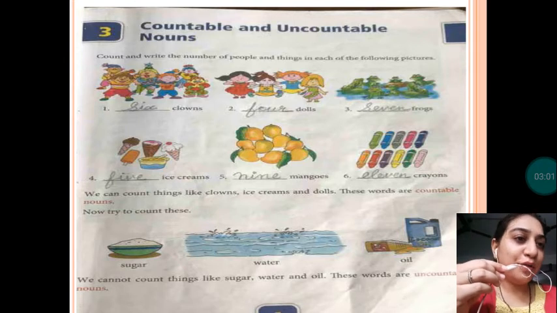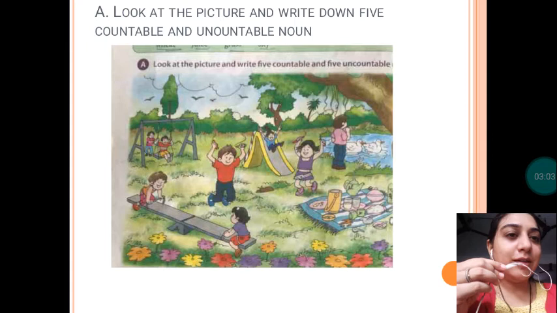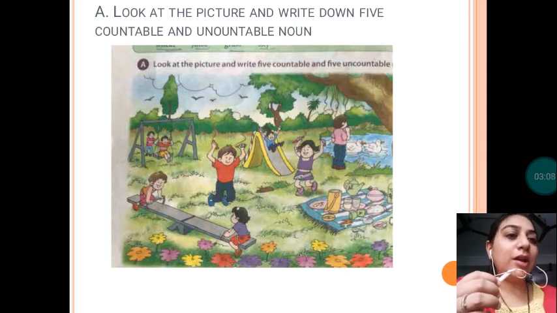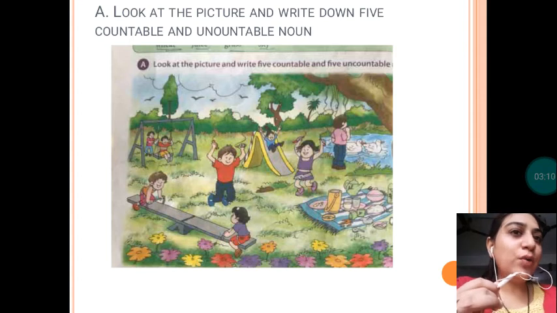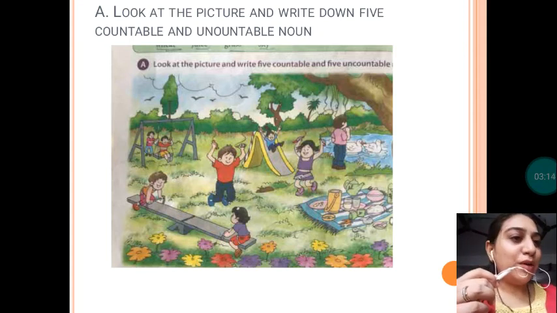I hope you are clear with the first page. Now moving on to the next exercise, you have to look at this picture. This picture is also given in your textbook, on the next page. You have to look at this picture and write down 5 countable and 5 uncountable nouns.